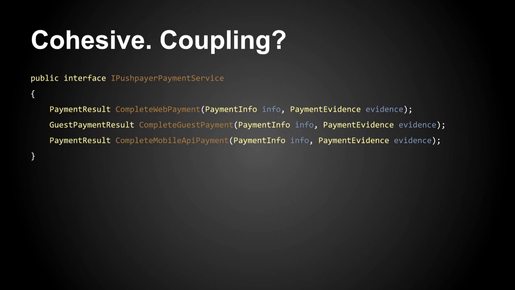It looks like it does one thing really, it makes a payment. There's a couple of different variants, but they all take the same input parameters and sort of return the same output parameters. How coupled is it? I can't tell from looking at the interface definition.